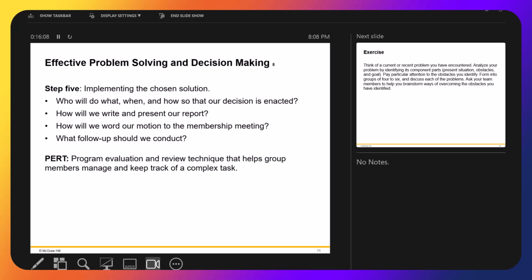Step 5, implementing the chosen solution. Who will do that? When? How, so that the decision is enacted? How will we write and present our report? How will we word our motion to the membership meeting? What follow-up should we conduct?